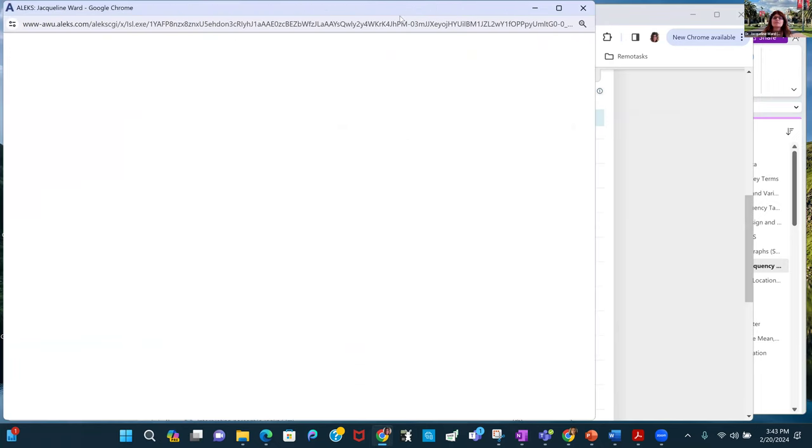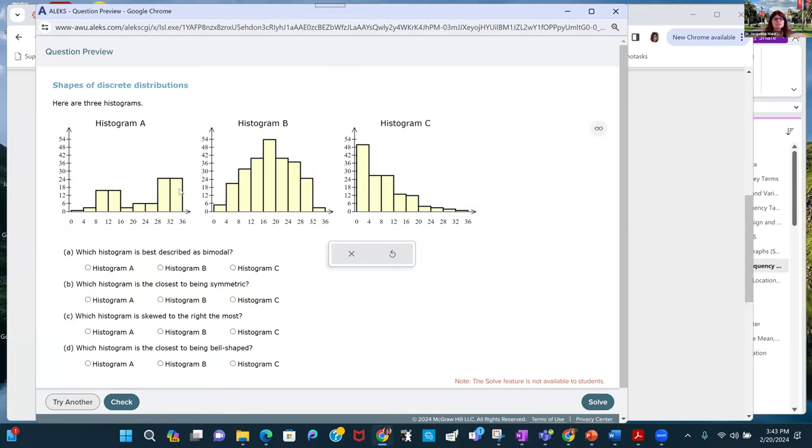So, shapes of discrete distributions. Which histogram is best described as bimodal? What do you guys think? Two peaks: A, B, or C? A. Right, it looks like there's a peak and there's a peak. The closest to being symmetric? Probably B, right? The left and the right are pretty close.